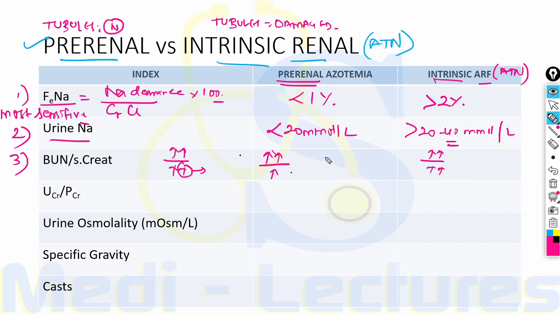So the absolute value of blood urea nitrogen upon serum creatinine ratio will be more than 20 in cases of pre-renal and less than 10 in cases of renal. Since in this the denominator is decreasing, therefore the total value will increase. When we consider the urine creatinine upon plasma creatinine, in pre-renal, due to tubular secretion, urine creatinine is increasing and plasma creatinine is therefore decreasing.